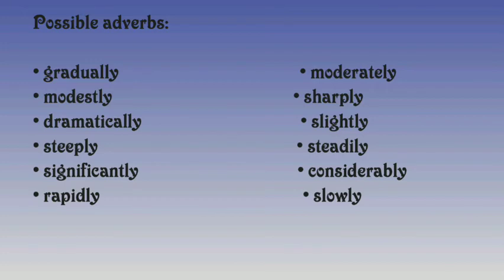सो यस यहाँ पे हमें मिल गई एक लिस्ट पॉसिबल एडवर्ब्स की और इसमें है हमारे पास ग्रेजुअली, मॉडेस्टली, ड्रामेटिकली, स्टीपली, सिग्निफिकेंटली, रैपिडली, moderately, sharply, slightly, steadily, considerably, and slowly. And keep this thing in mind, there is no word fastly, so don't write fastly.